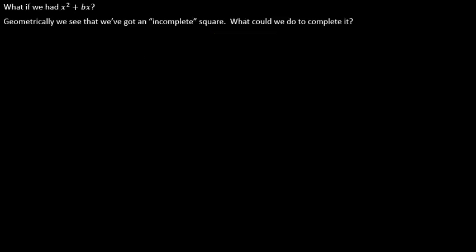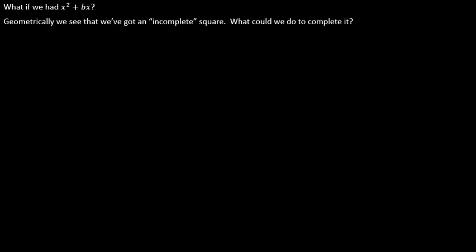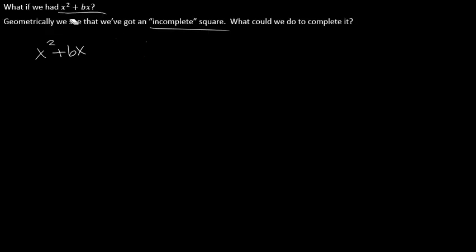Okay, well, let's talk about if we don't have a perfect square. So what we have here, if I have x squared plus bx, is like an incomplete square. What could we add to it? We could add some constant to it. What could we add to make it complete?